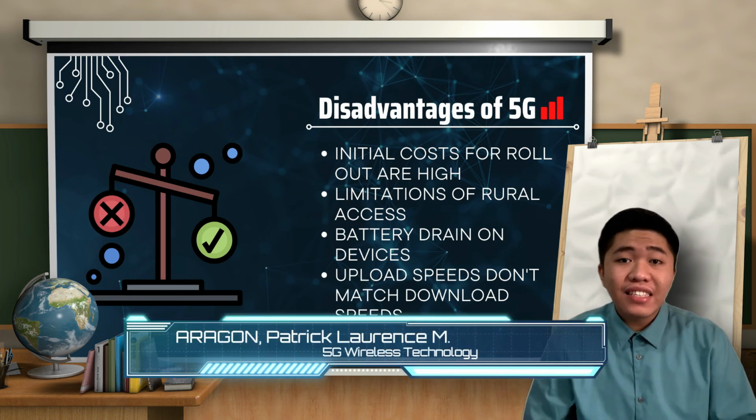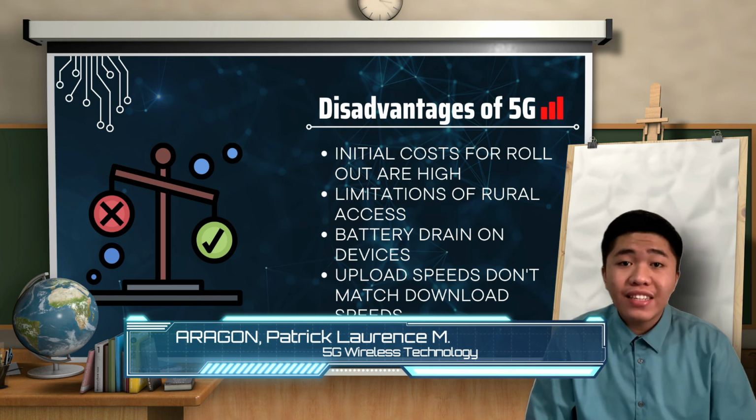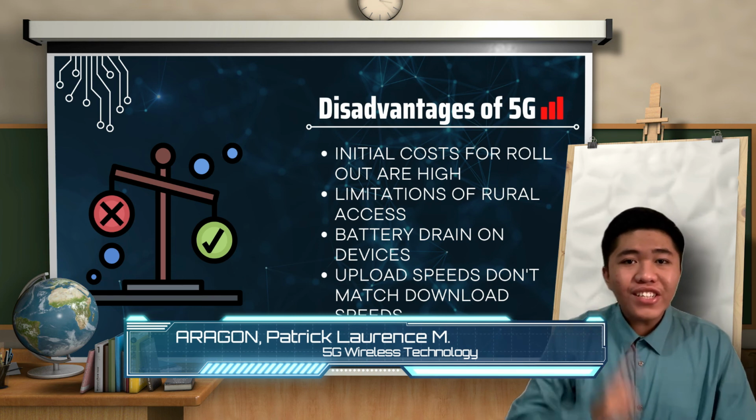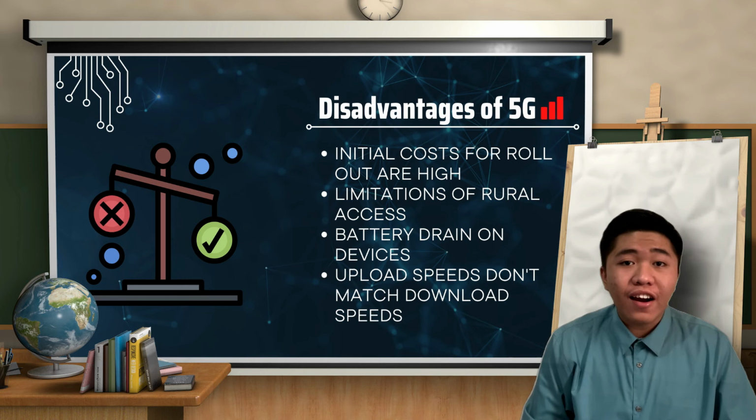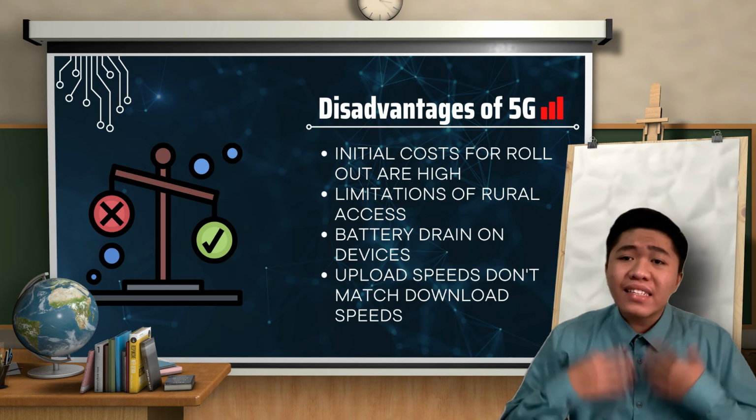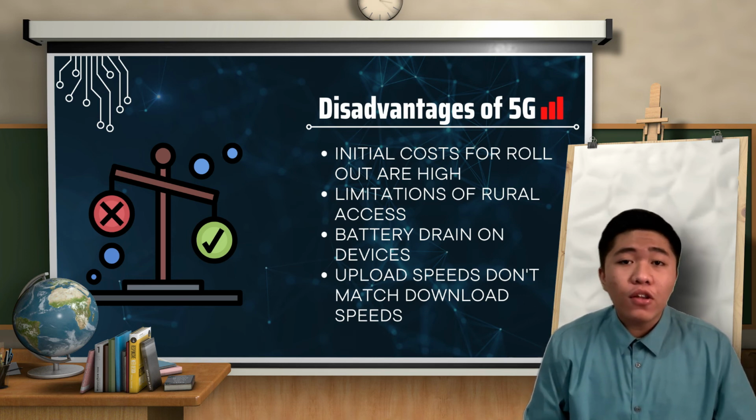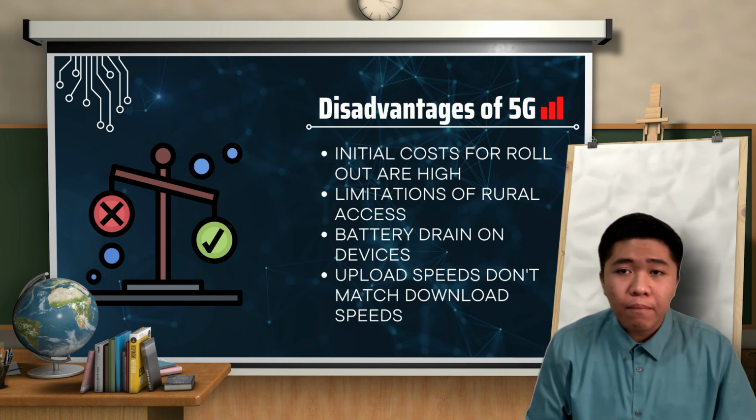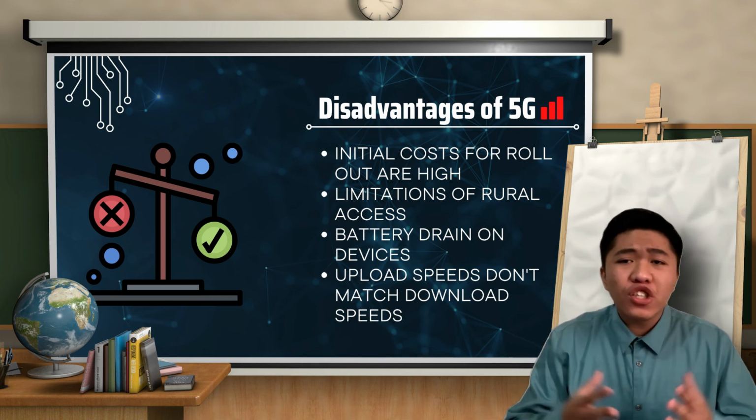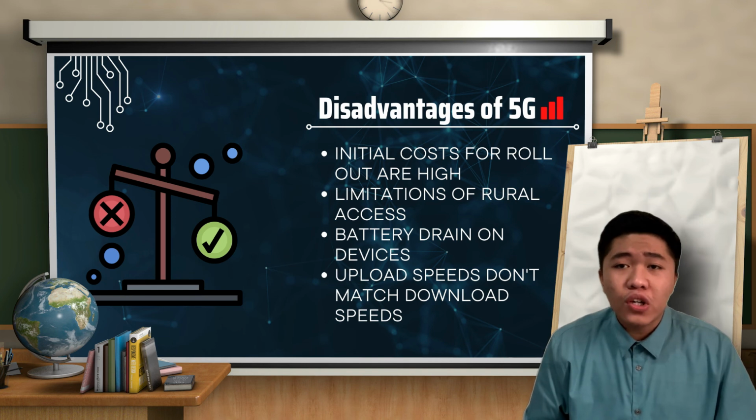Let me discuss the disadvantages of 5G wireless technology. First, initial costs for rollout are high. The costs related to the development of 5G infrastructure will be high. This amount will be further compounded by the ongoing maintenance costs needed to ensure the high-speed connectivity. It requires a whole ambitious investment in infrastructure which may lead to delays in its implementation due to high costs.